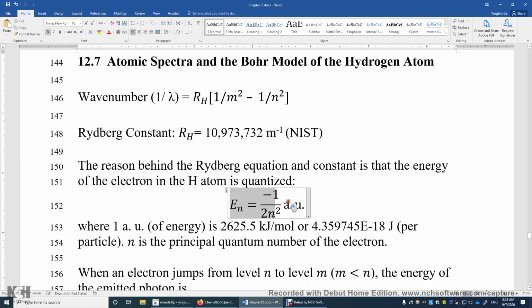So now, without proving this, the energy of the electron in the hydrogen atom is -1 over 2n squared atomic unit. n is the principal quantum number. So if you have 1s, 2p, 3d, the quantum number is 1, 2, or 3. Now, what about this atomic unit? One atomic unit is 2,625.5 kilojoule per mole, or 4.35975 times 10 to the power of -18 joule per electron.